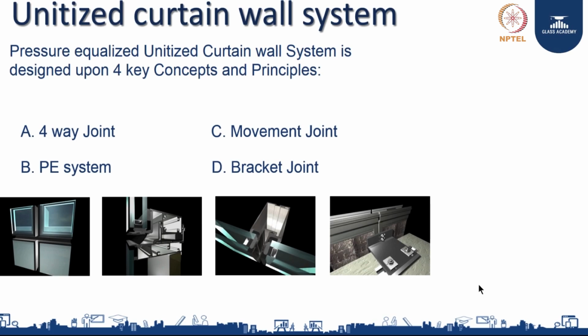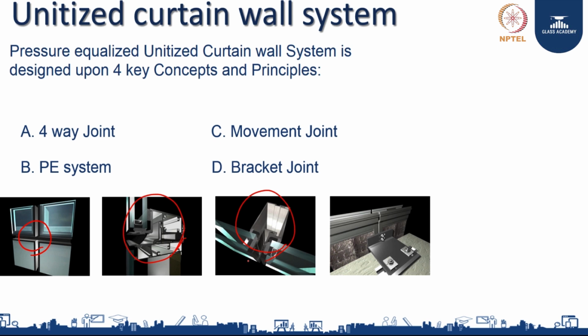When you talk about a pressure equalization in a curtain wall system, there are 4 factors which governs the design. One, a 4-way joint, if you see here of a panel. 2, a PE chamber, we call it a PE chamber. What is PE? Pressure equalization. I will talk about this after this. Then a joint which moves. It means you saw a mullion in semi-unitized system where it is a solid box, but here they split the mullion. They make it move.